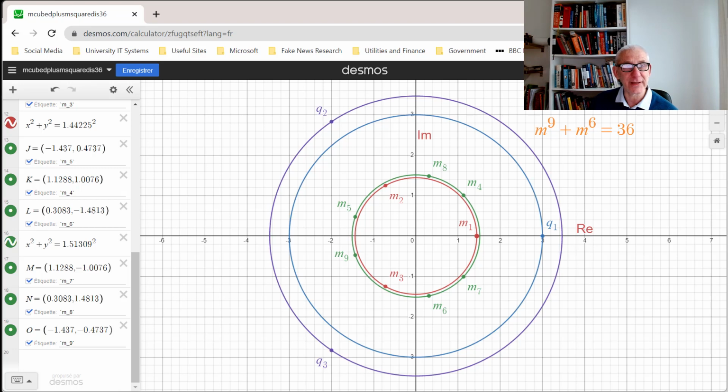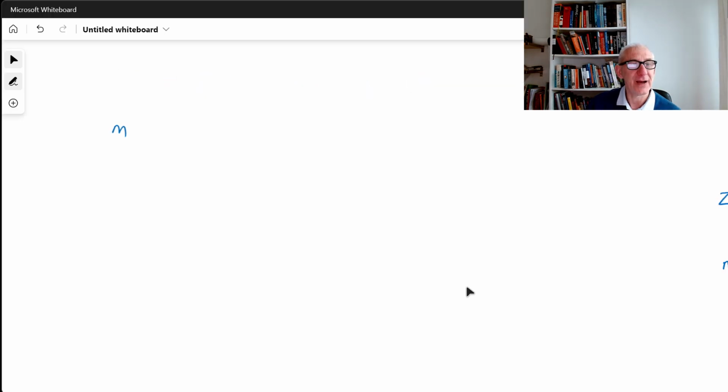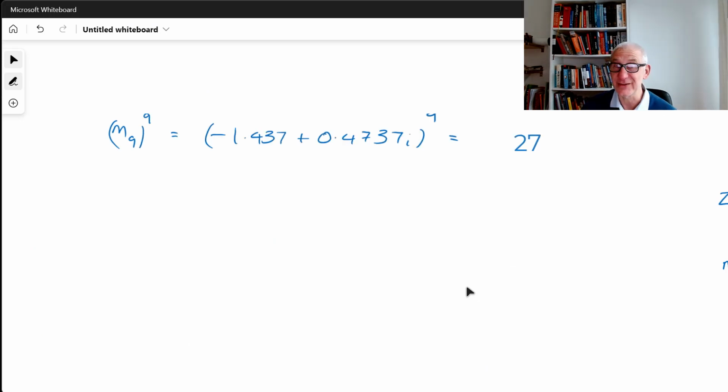And if we very quickly pop back out, we can make a little statement. M9 to the 9th should give us 27. And it does. Okay, but you can check for yourself just to be absolutely sure. The same thing applies to all of the other complex roots that we found. So there certainly are the values for M.